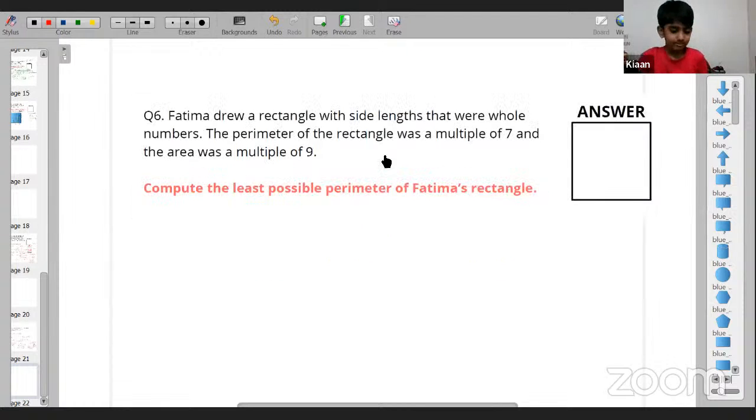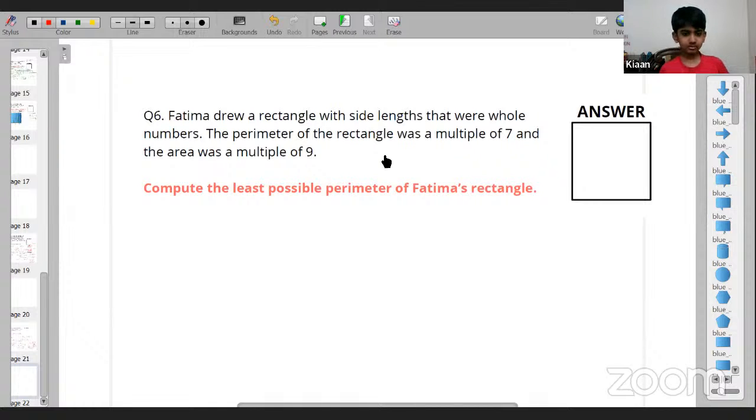The area is a multiple of 9, so the length and the breadth should be a half of the factors of 9. Both of them should be divisible by 3, or one of them should be divisible by 9. We want twice of the sum to be divisible by 7.